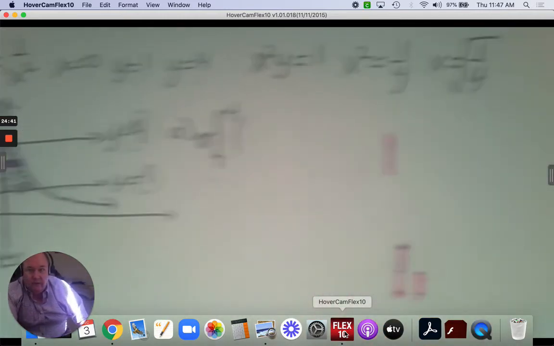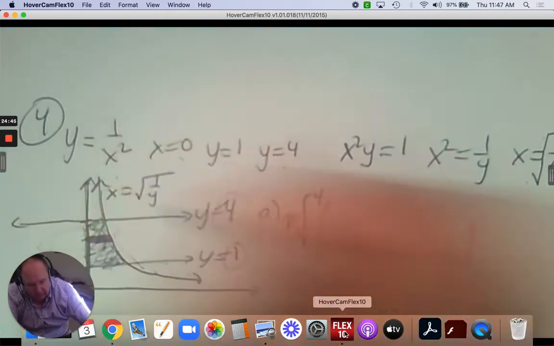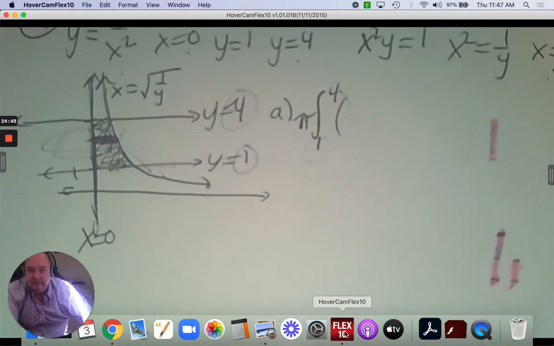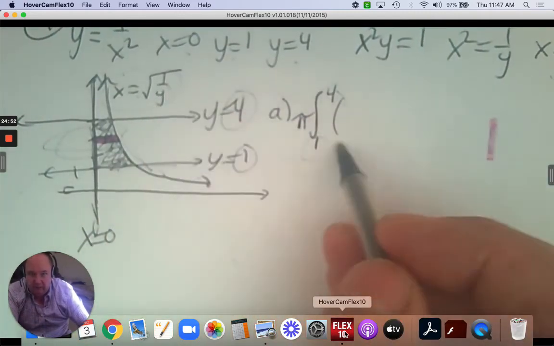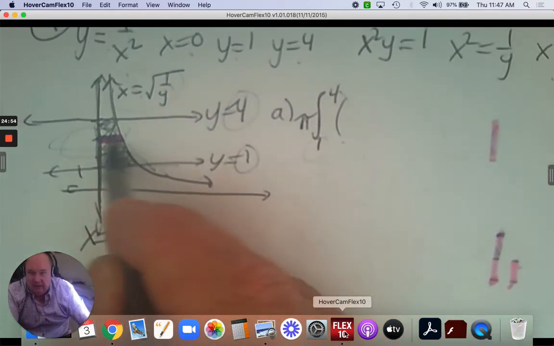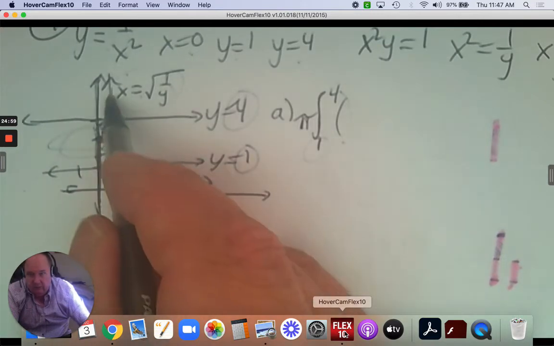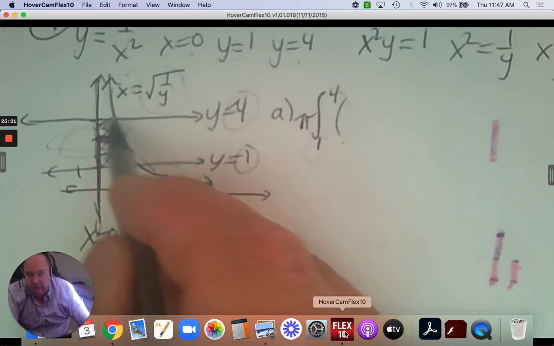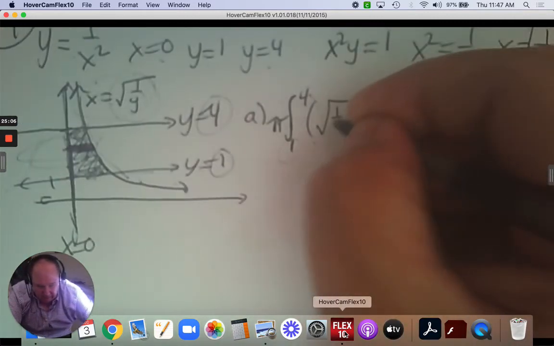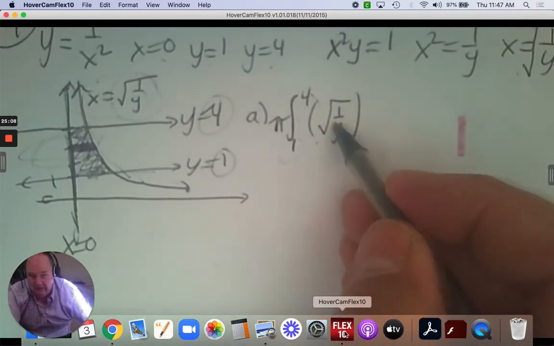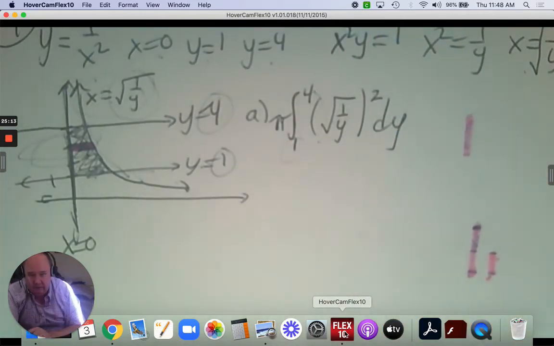Okay, so now I know what that curve is. This is x equals the square root of 1 over y. That's it. So I have to rewrite it so it says x equals, and it's in terms of y when I put it in here. What's the length of this radius? It's the right, subtract the left. So the right is the curve, subtract 0. So when you subtract 0, it's just the square root of 1 over y. So that's the radius. You square the radius, dy. And that's the setup to find the volume.